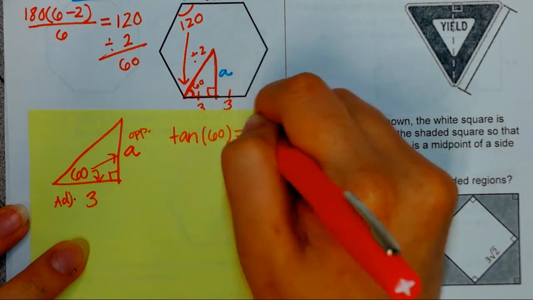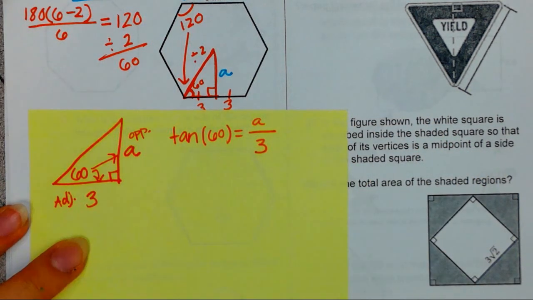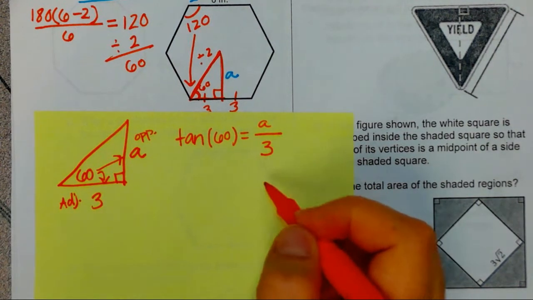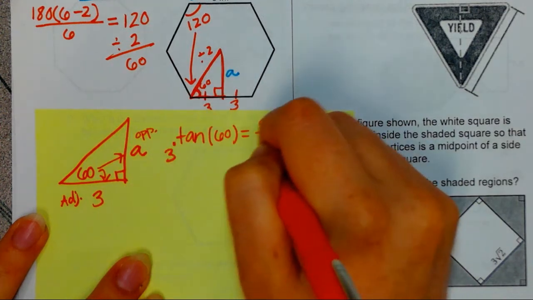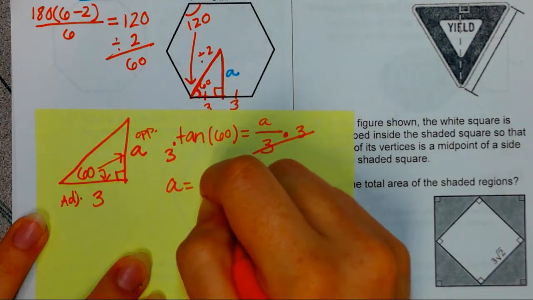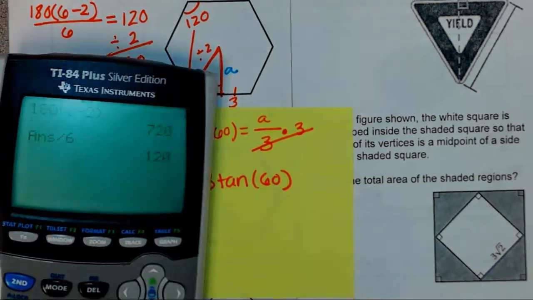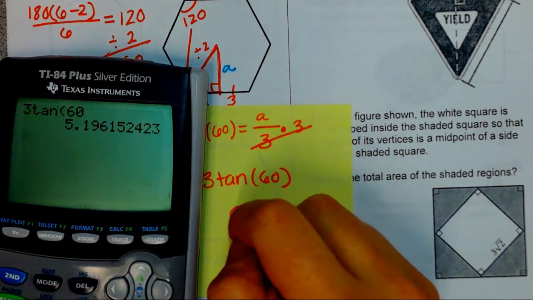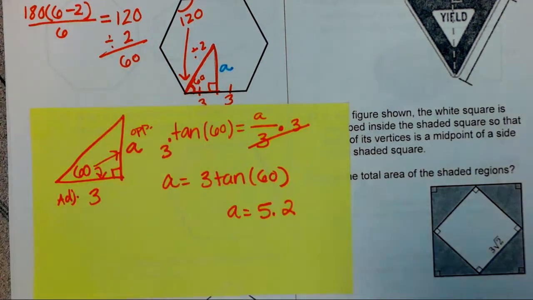So tangent of 60 is equal to the apothem, opposite over adjacent, so A over 3. A is on top, which means that we'll multiply to get it by itself, so those cancel. A is equal to 3 times the tangent of 60. Make sure you're in degree mode. So the apothem is about 5.2 in length.